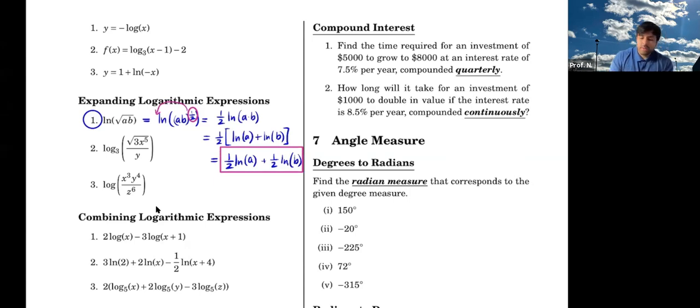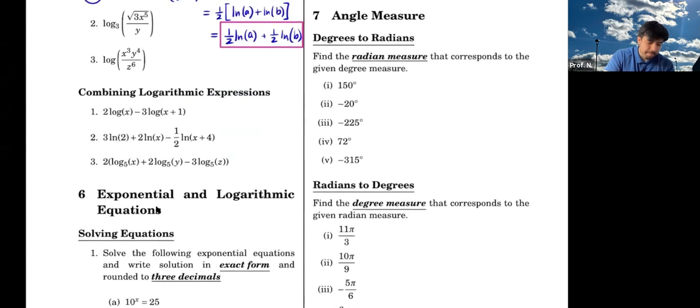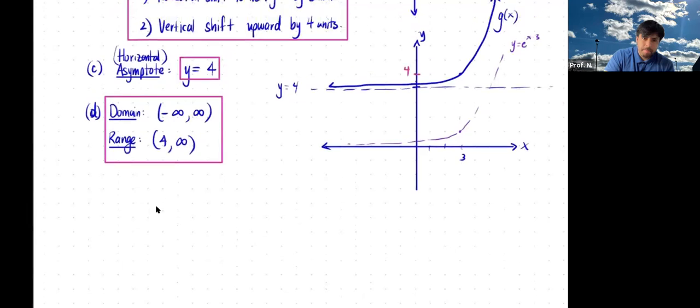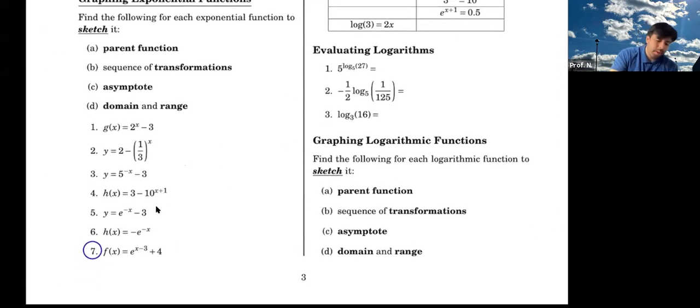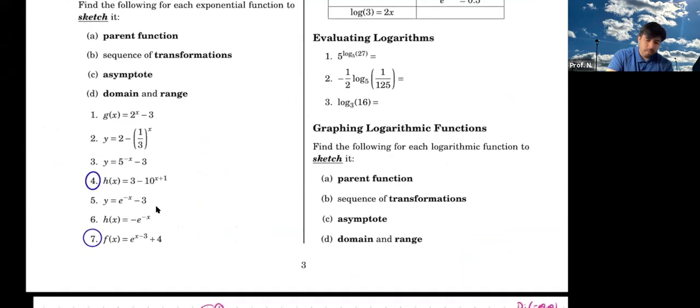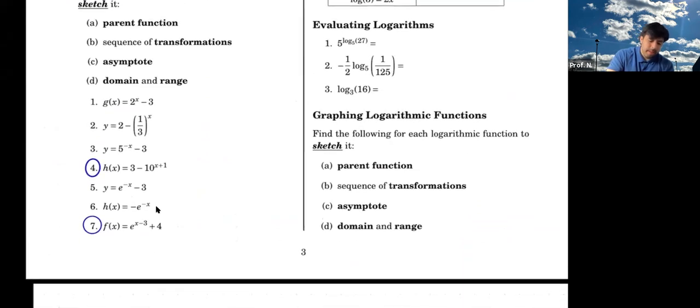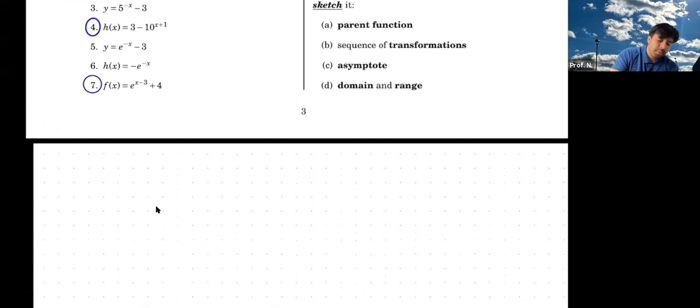All right, anything else? Graphing exponential functions. Graphing, number 4, okay. So let's look at number 4.